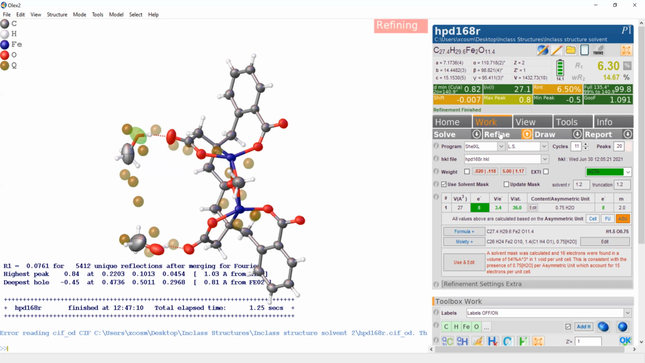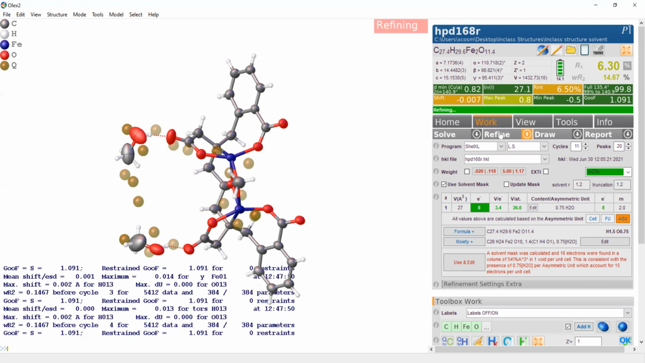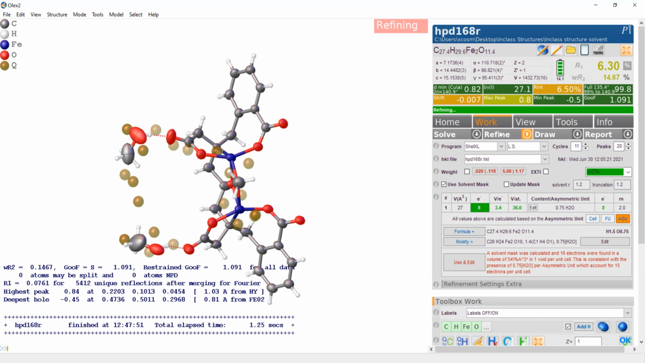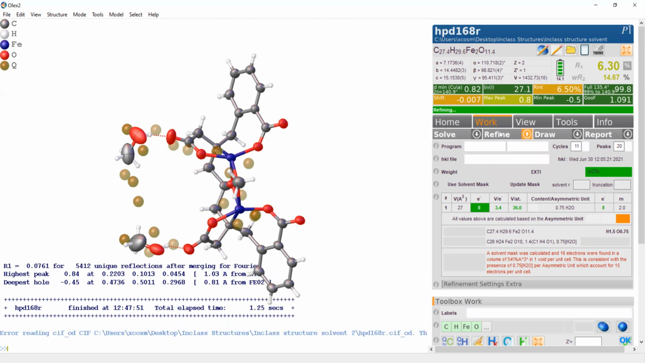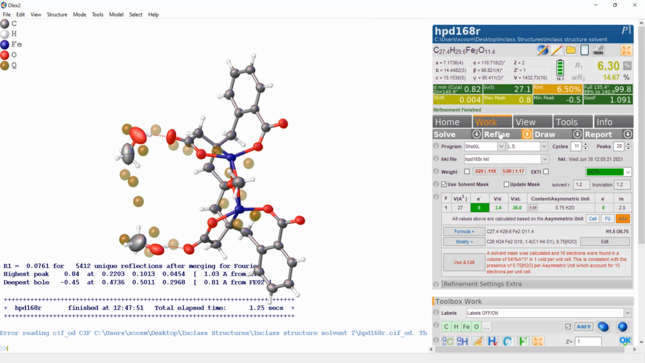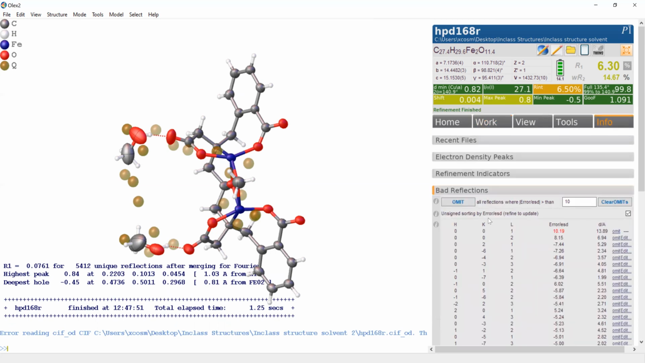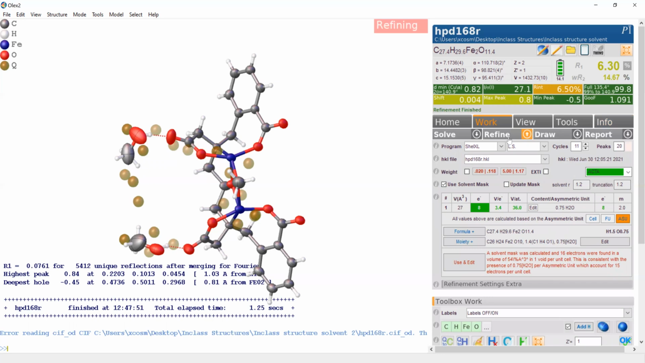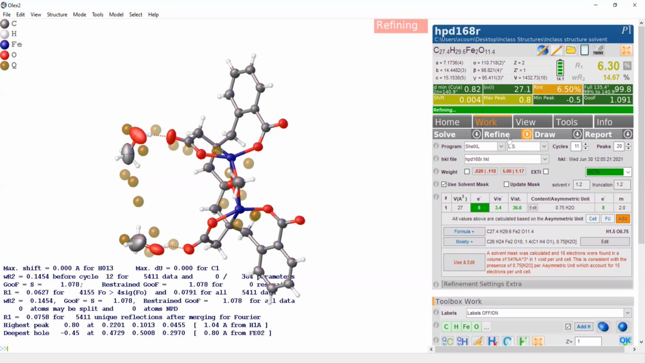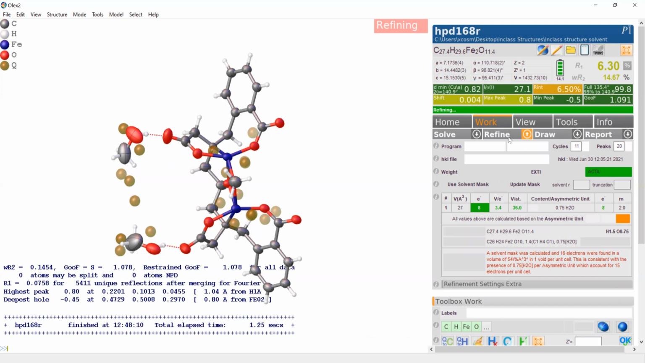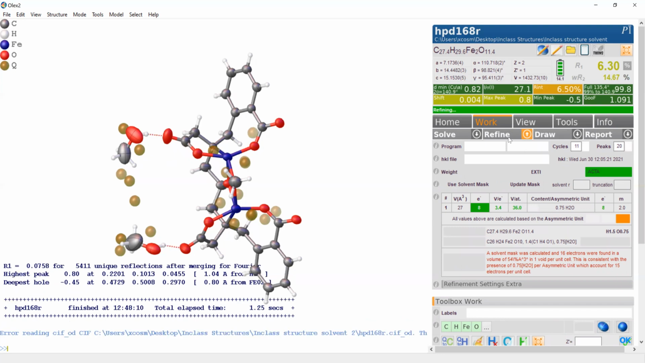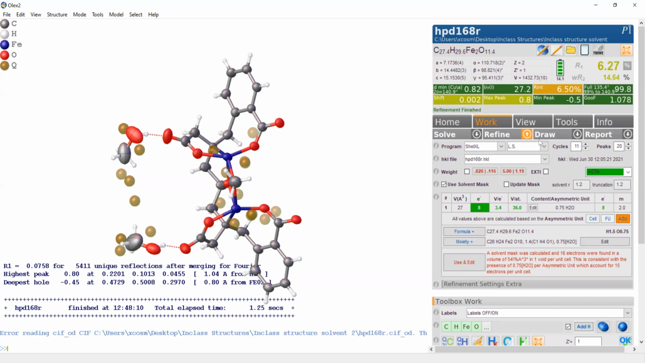If we refine one more time, cross your fingers, it'll go green. And now if we go check info, any bad reflections, there's one. Let's omit it. So this was the first time since solving this data set that I actually did this, as a practice example. So I was a little bit nervous there for a little bit.